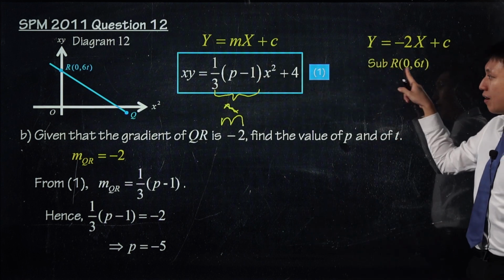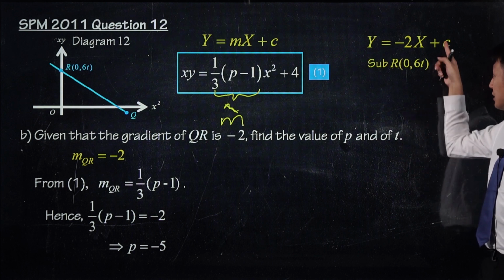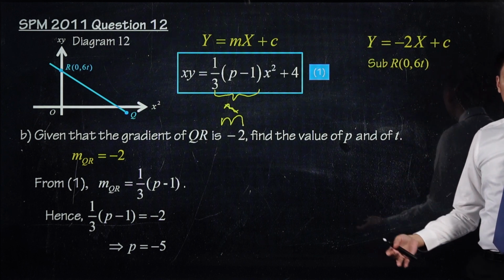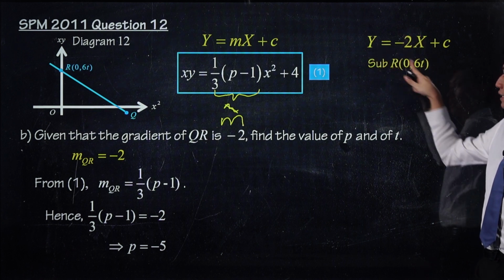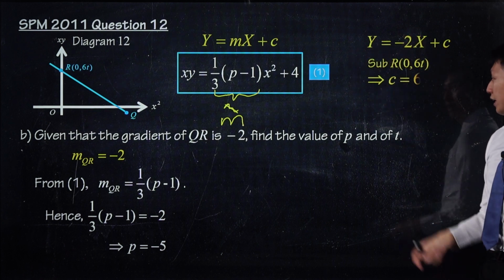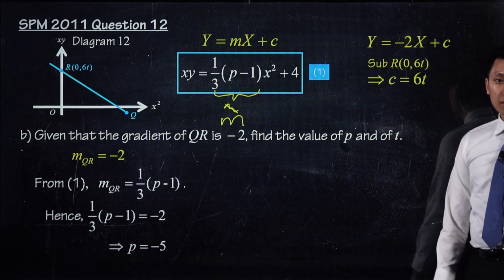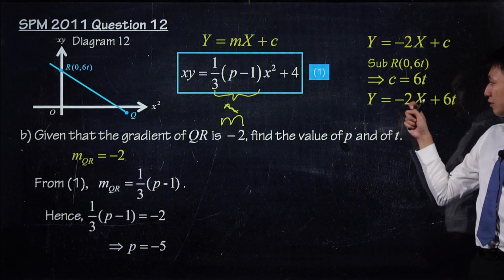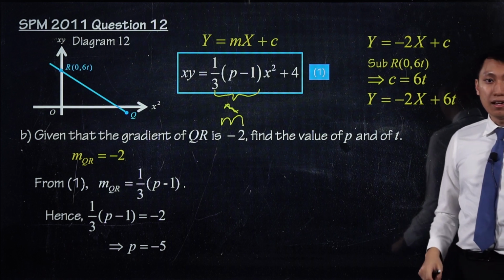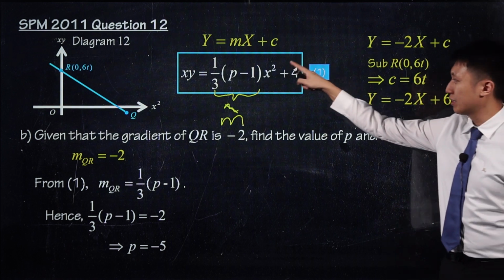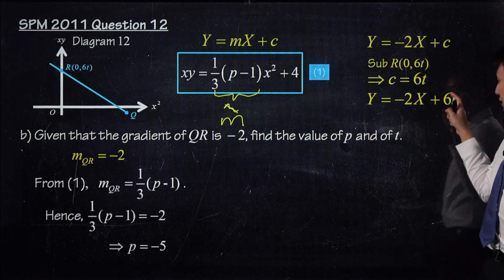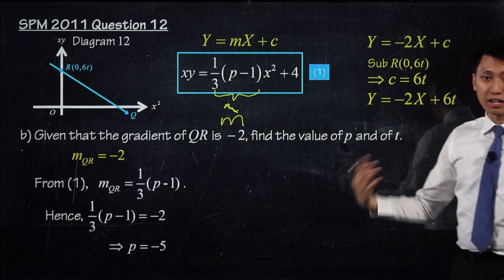Then we substitute 0, 60, and we get c is equal to 60. Why is that so? You substitute 0 here, then this one is gone. Y is 60, so c is 60. Okay, so c is 60. Then after that, y is equal to -2x plus 60. Okay, good. Now you see here is 60, here is 4. You can compare them, right?